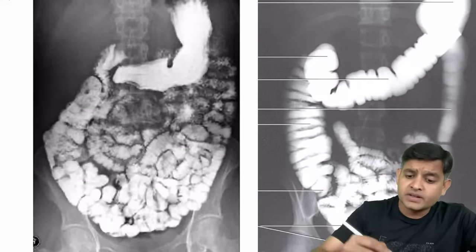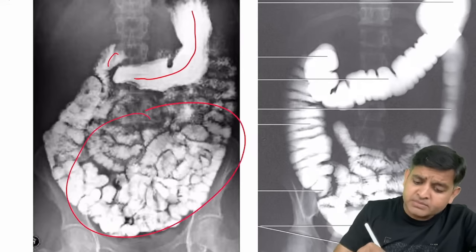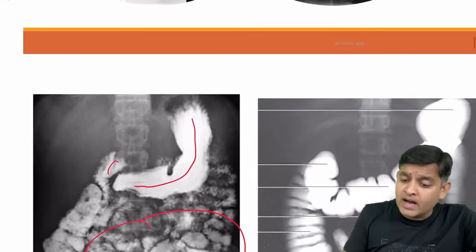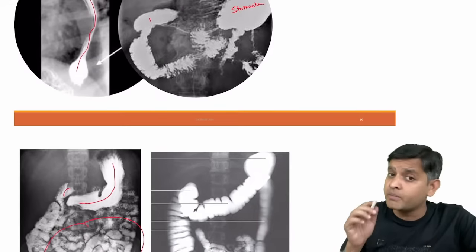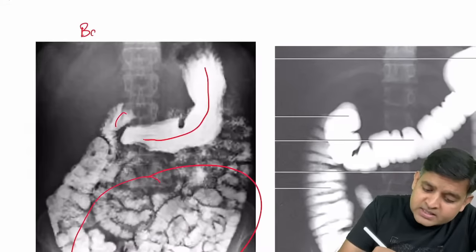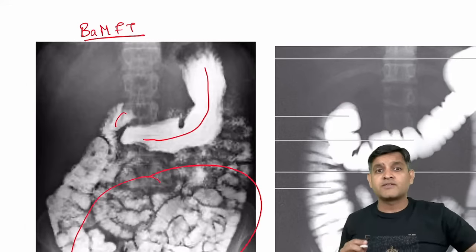Now, what do we see here? This is stomach. This is duodenum. And majorly, I am seeing a lot of small bowel. So, when I can see only stomach and duodenum, it is barium meal. When I am seeing small bowel, this is barium meal follow through.